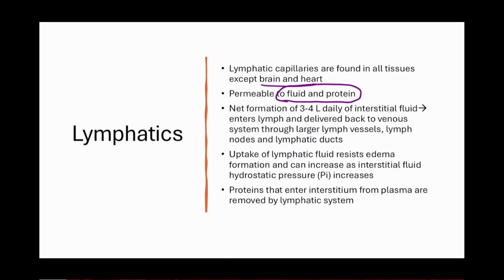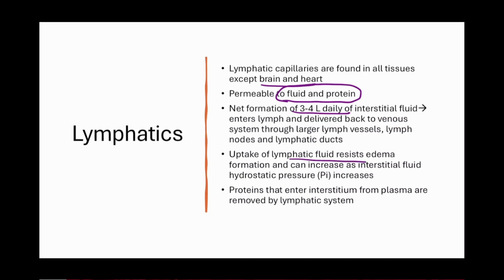So the lymph system, the main purpose is to resist edema formation. It's going to pull those proteins out, pull that extra fluid out of the interstitial space, get it into our lymph, which we can drain into our venous system, and we can get rid of it that way. So that's what happens with our lymph system. We make about 3 to 4 liters a day of interstitial fluid, and it gets into our lymph system and brought back into our venous system. So we're constantly recycling this stuff.